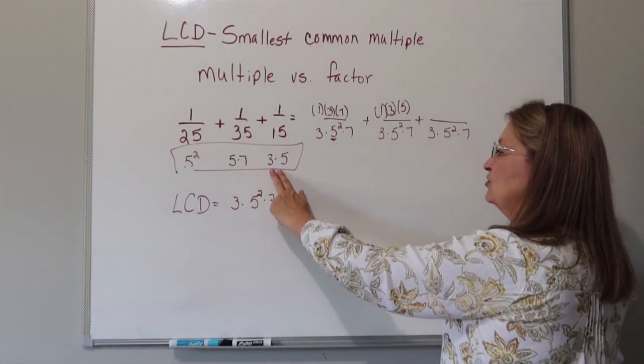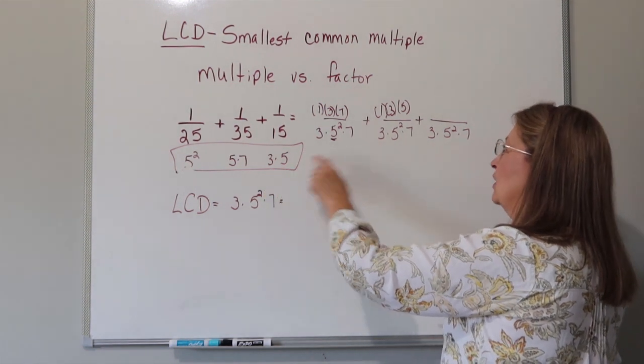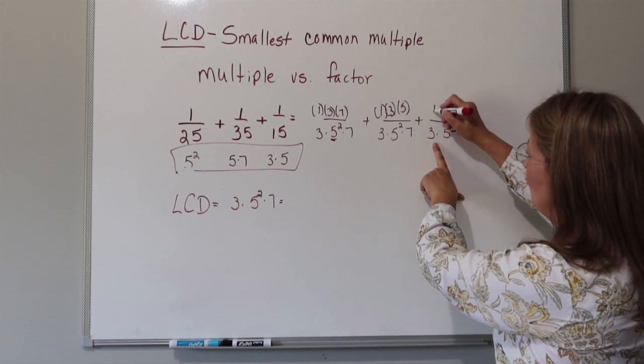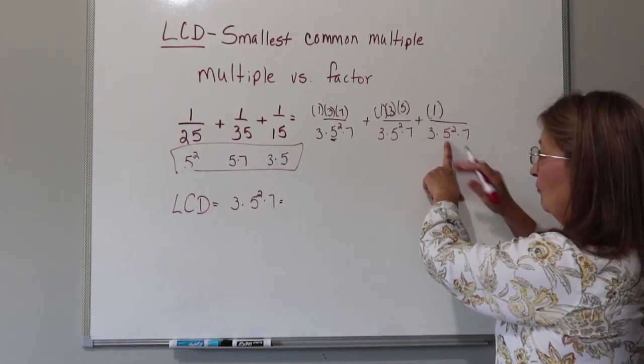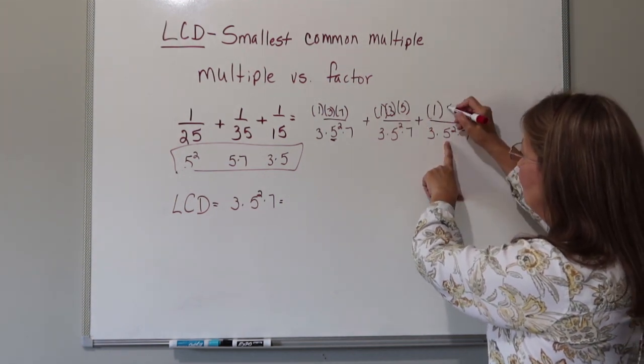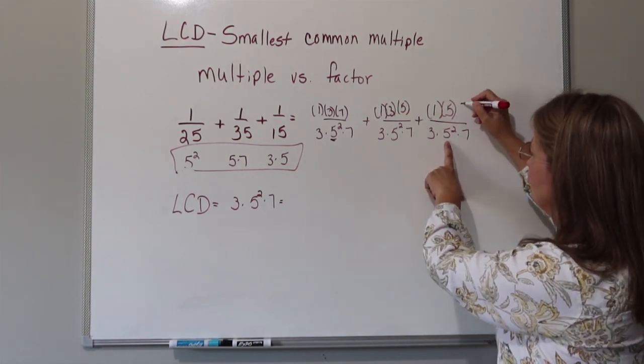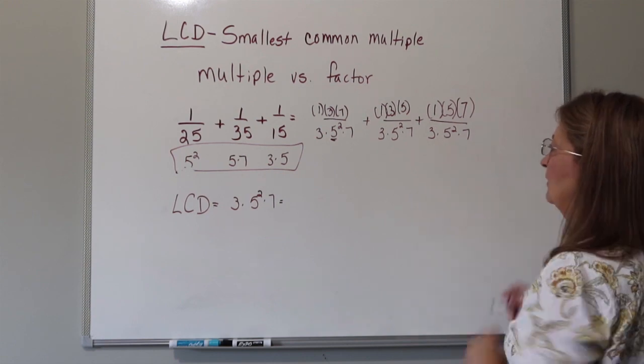Alright, my last one, I have a 3 times 5. Well, what do I have here? I have a 3 already. I don't need another one of those. Now, just like this one, I have 1 5, but I need another 5. And I do not have a 7. Okay?